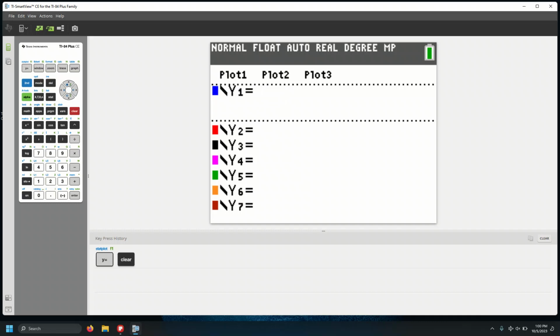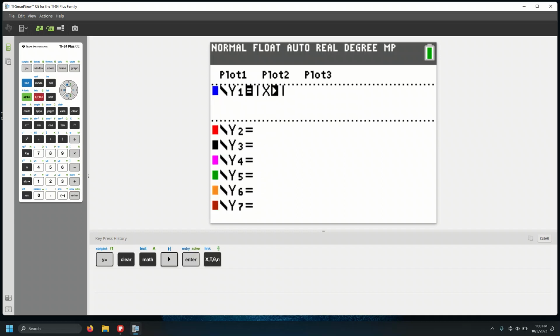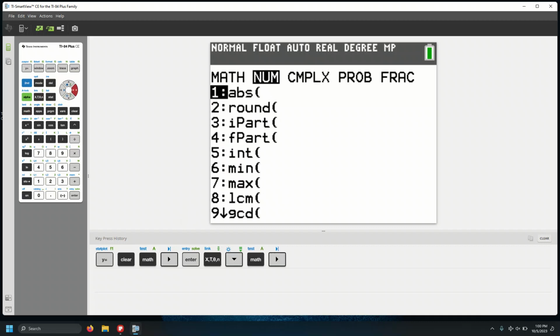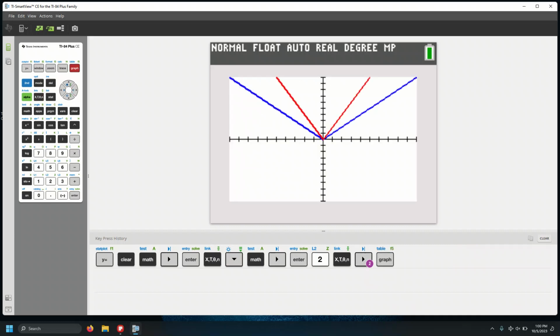Number one, we need to type the absolute value function. Recall that we go to math, num, and then the first option, abs, which stands for absolute value. Click enter and type x. That's going to be our function here. The second function is, math, num, abs, and let's put 2x. We're going to see the original graph and the second graph. Do you see how the second graph is horizontally compressed?